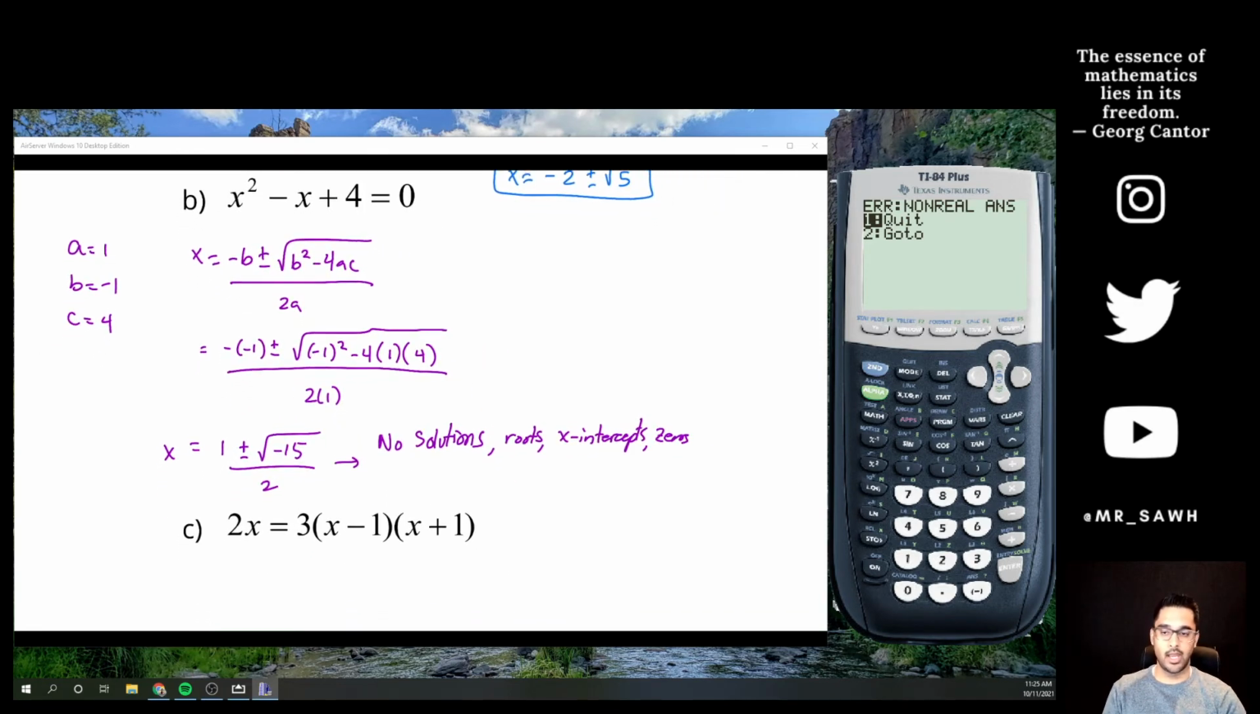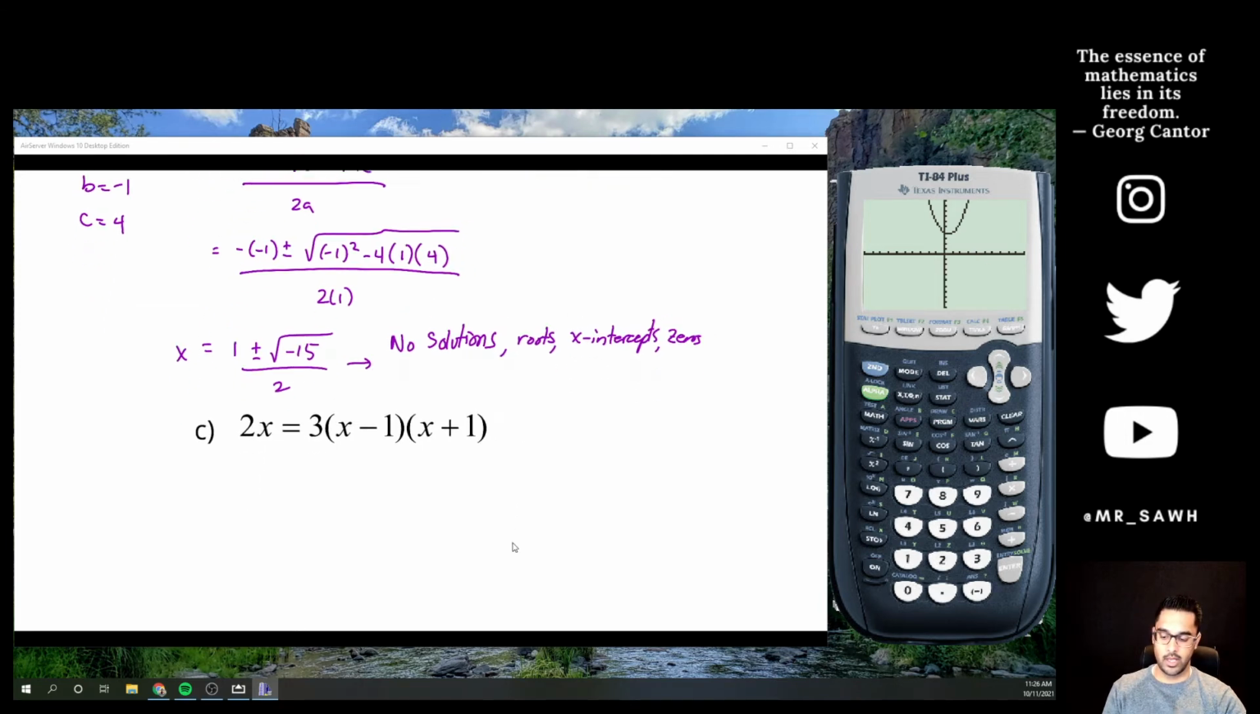Okay, not wrong in any case. If you even try to graph it, which we can plug in here just to make sure, we've got x squared minus x plus 4 graph. It's going to be somewhere up here. Okay, so I know there's no x-intercepts based on all the reasons I told you before. Okay, which is fine, no solutions.